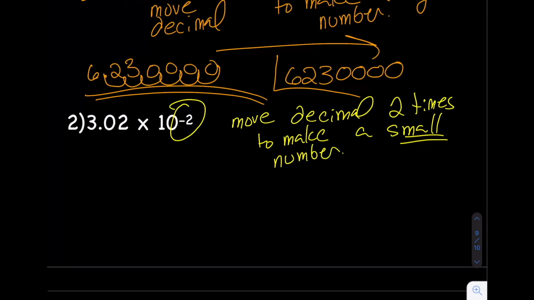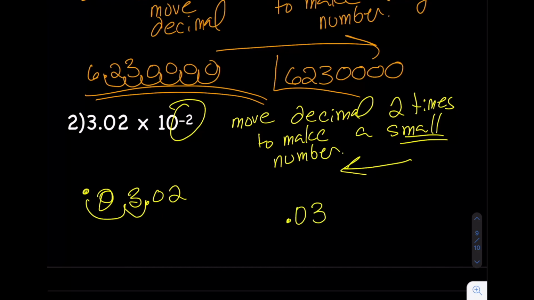So now think about what way do you need to move the decimal to make the number small? Well, you'd want to move it back that direction, right? So we have 3.02. I'm going to move the decimal 2 times to make a small number, 1, 2. So it would be 0.0302.